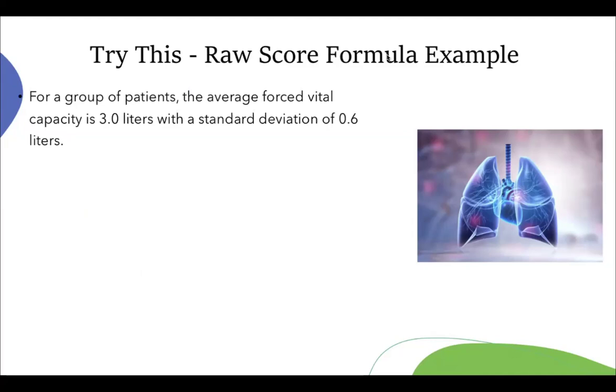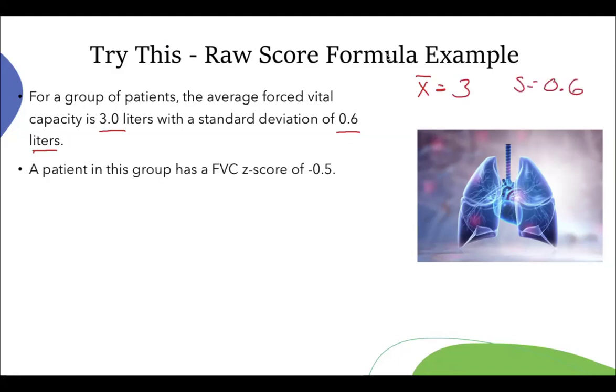Okay, let's try another example. For a group of patients, the average forced vital capacity is 3 liters and the standard deviation is 0.6 liters. So we're going to change X bar here to 3 and change s to 0.6. A patient in this group has an FVC z-score of negative 0.5. So we're going to use a z of negative 0.5.